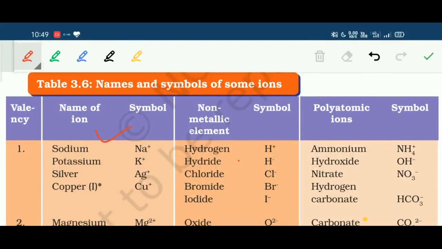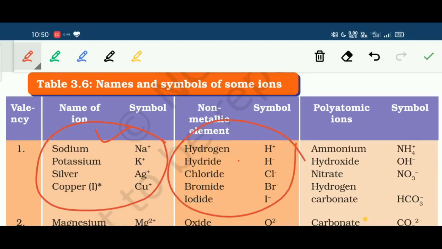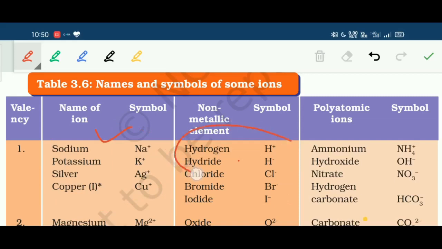Students, keep in mind that ions of metals always carry positive charge, whereas ions of non-metals carry negative charge, except hydrogen, which can carry both positive as well as negative charge. In other words, we can say metals form cations, whereas non-metals form anions. And hydrogen can exist as both cation as well as anion, whereas polyatomic ions can exist both as cations as well as anions.